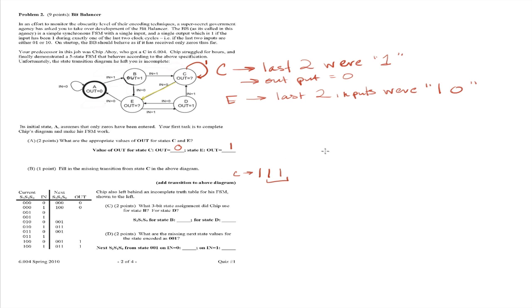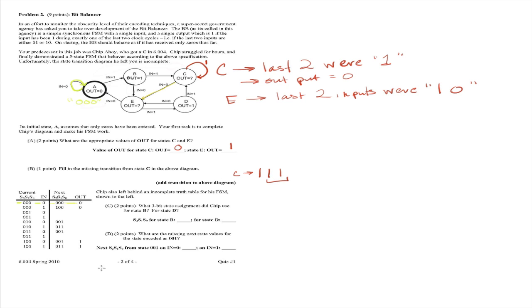Now, on part C, we're given an incomplete truth table for this finite state machine, shown to the left. So if we want to try and determine which state is which, we can start off by looking at the fact that in state 0, 0, 0, the input is a 0, and then we stay in state 0, 0, 0. So that must be state A because we have this arrow right here. So this is 0, 0, 0.